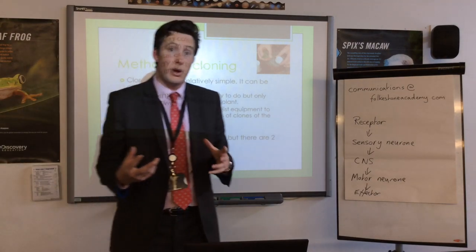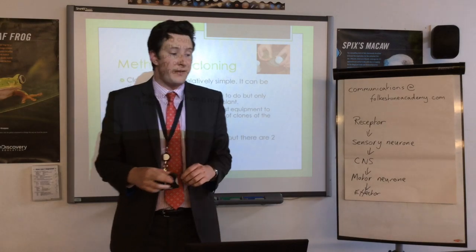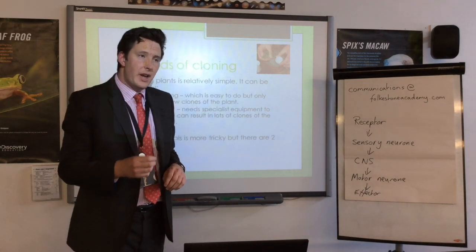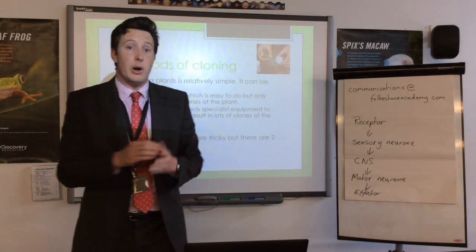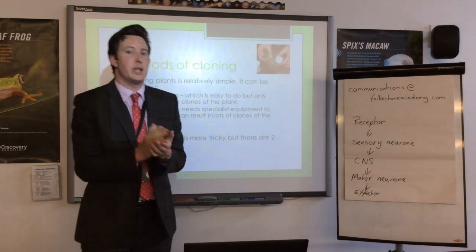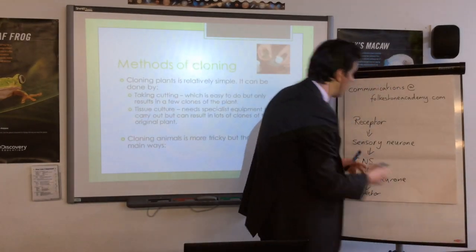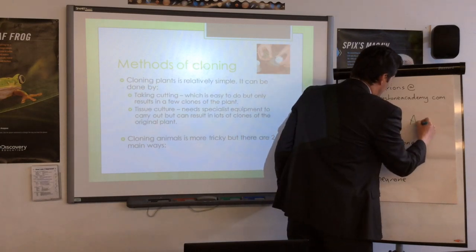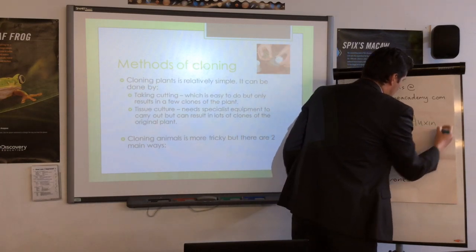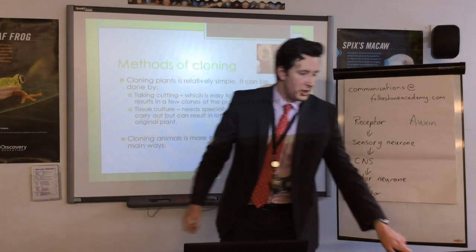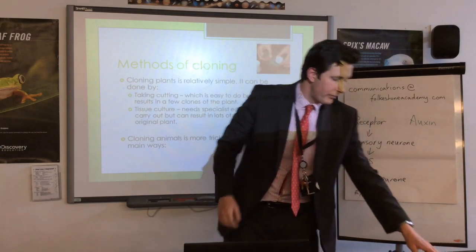If I was to take a plant, I would just cut a bit of the leaf off, and I could take that leaf and use a plant hormone. That plant hormone is called auxin. You need to know that word, that's the name of the plant hormone. The only plant hormone you need to remember the name of, auxin. And I'll probably talk about auxin and plant growth a bit later.